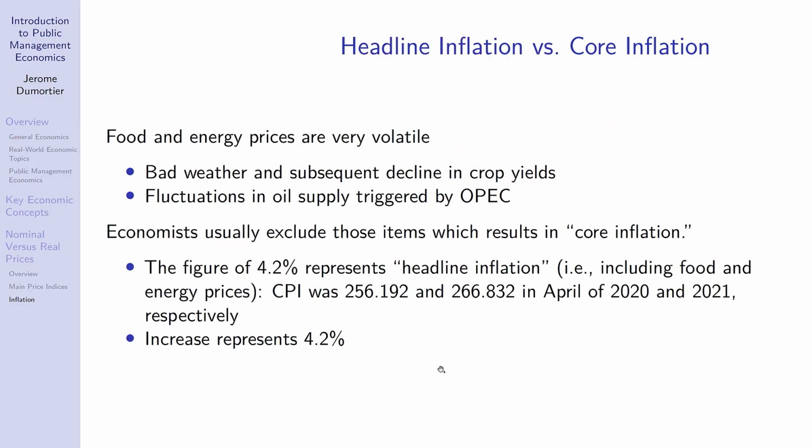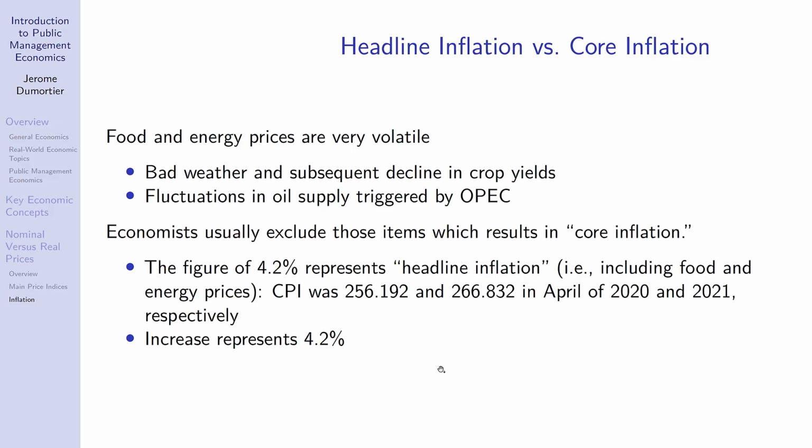So we can do this as an example, in the sense that the inflation in April of 2021 was indicated with 4.2%. Now, the CPI in April of 2020, 12 months before April 2021, was 256.192, and in April of 2021, the CPI was at 266.832. And hence, the increase or the difference between those two numbers represents the 4.2%.